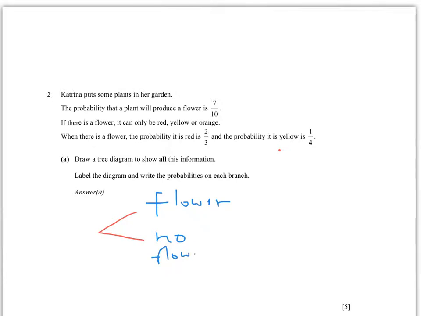And we have the probabilities written there for us, 7 out of 10. So the not probability must be 3 out of 10 to make it add up. Okay, now we're going to say when there is a flower, we're going to have another branch to this tree. So do that situation here.